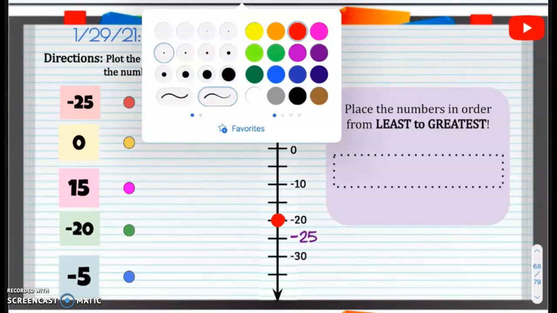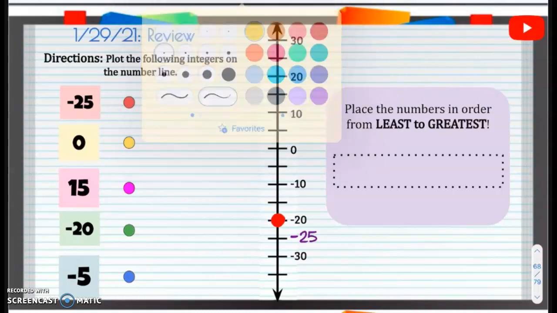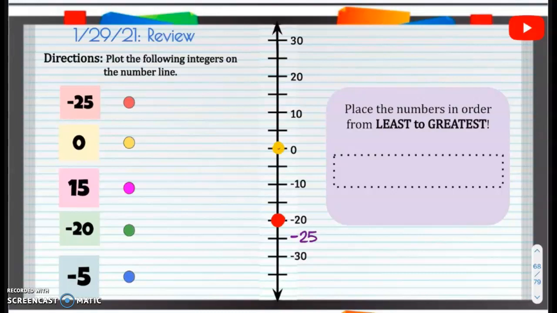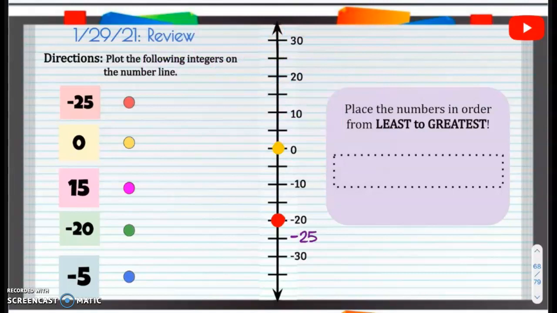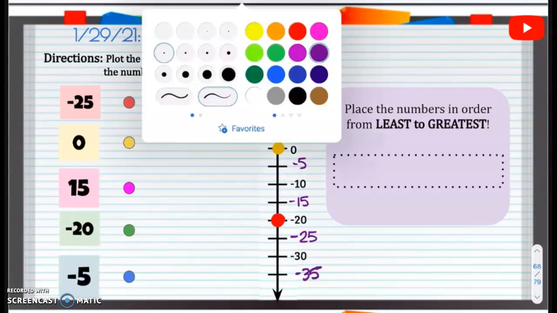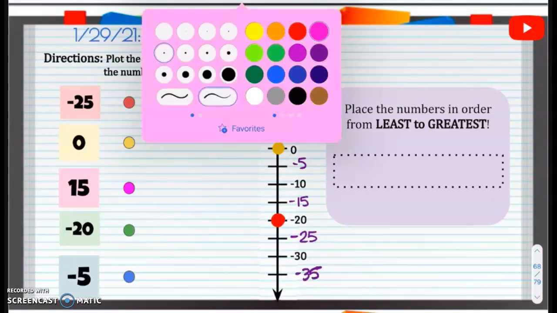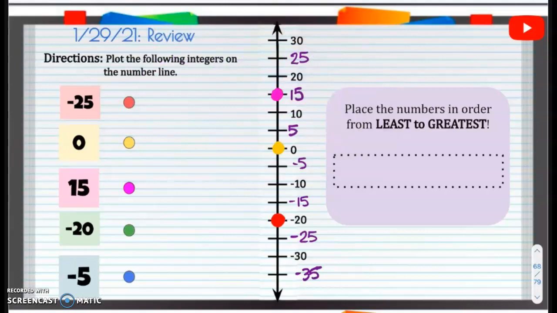All right, 0 is going to be right here at this middle. And then we're going to have 15. So if we have 10 here, then it's going to go up by 5s, because between 0 and 10 is 5. So 5, 10, 15, 20, 25. And then in our opposite direction, negative 5, negative 10, negative 15, negative 20, negative 25, negative 30, negative 35, and so on. All right, positive 15, that's what we just did. It's going to be up here.